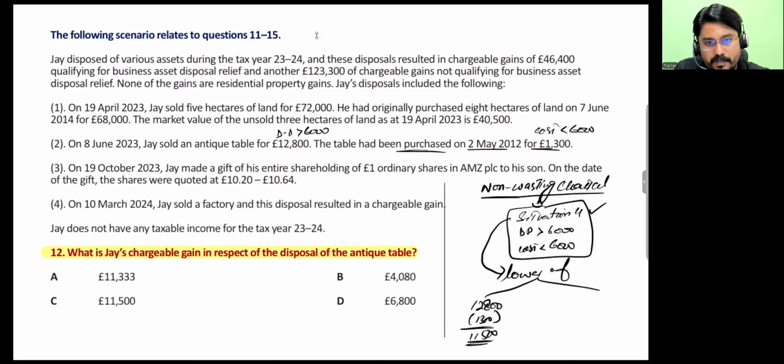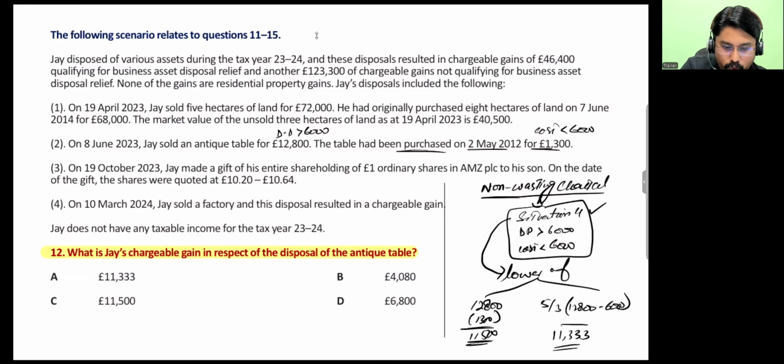Whereas if we apply the 5/3 rule, the formula is 5/3 times disposal proceed minus 6,000. The difference is 12,800 minus 6,000, multiplied by 5 divided by 3. That gives us a value of 11,333, and then the lower of will be the gain amount, and we have selected option A as the correct answer. Thanks for your active participation. Majority students have selected their answers correctly.